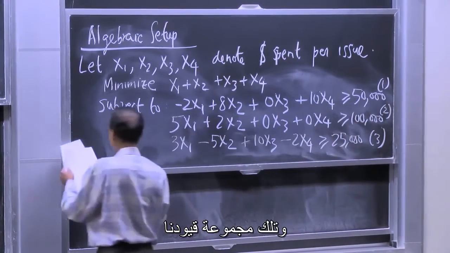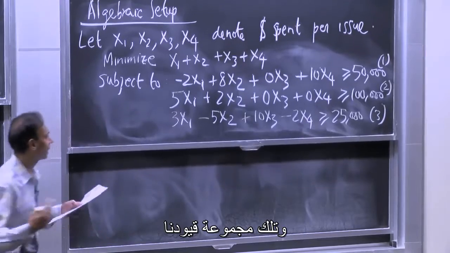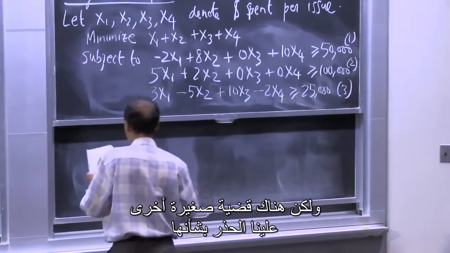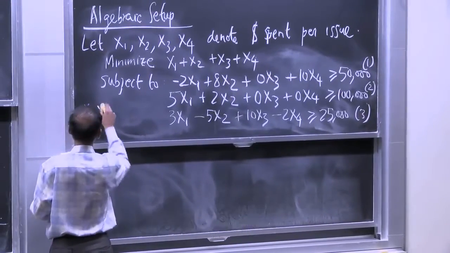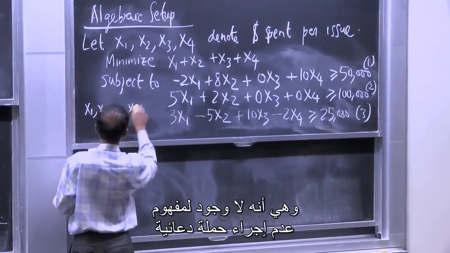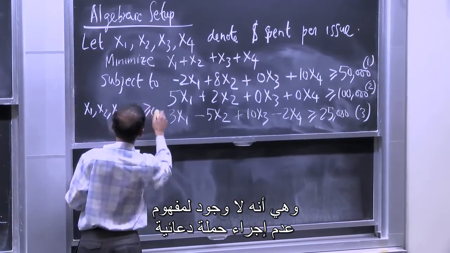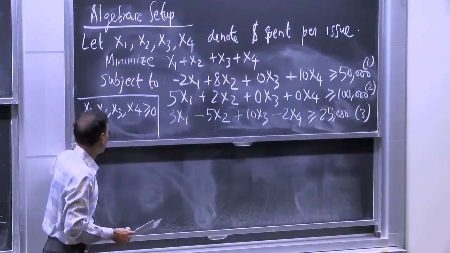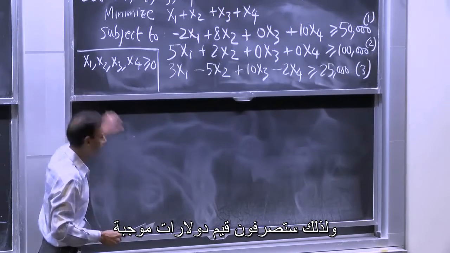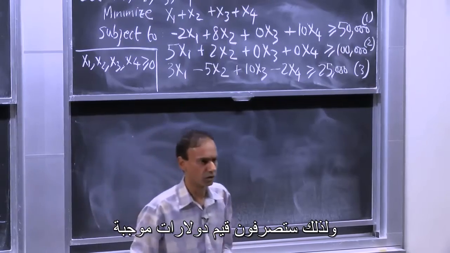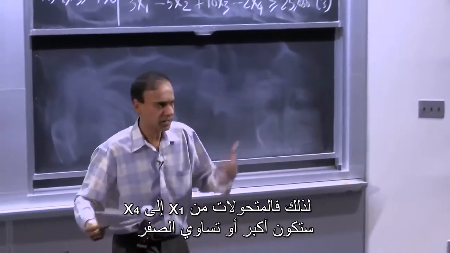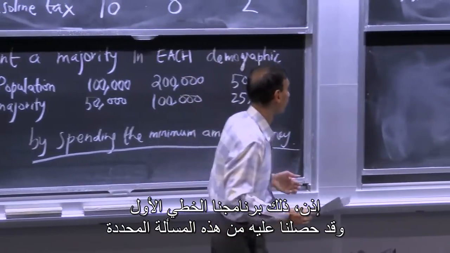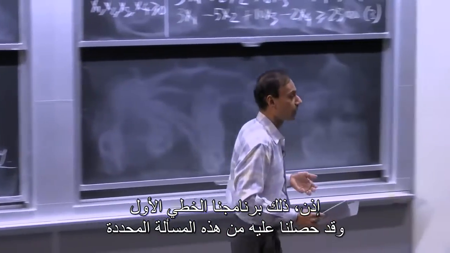Okay? And that's our set of constraints, but there's one more little issue that we have to be careful about if we're being precise, and that is that there's no notion of unadvertising, and so you're going to spend positive dollars, and so x1 through x4 is greater than or equal to 0. Okay? So that's our first linear program.